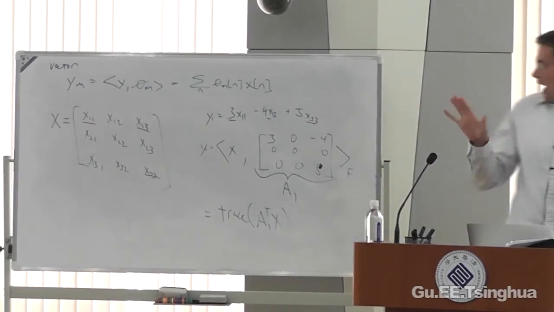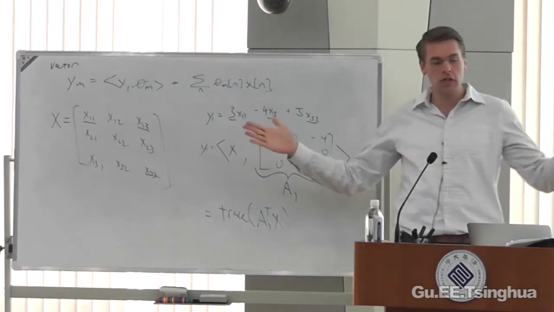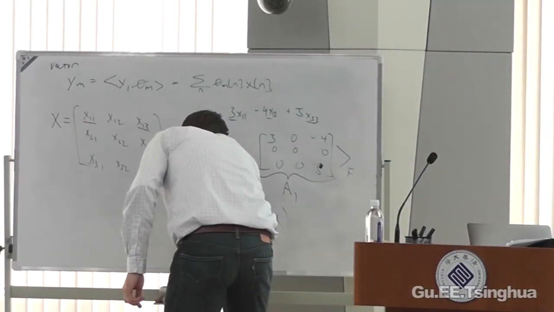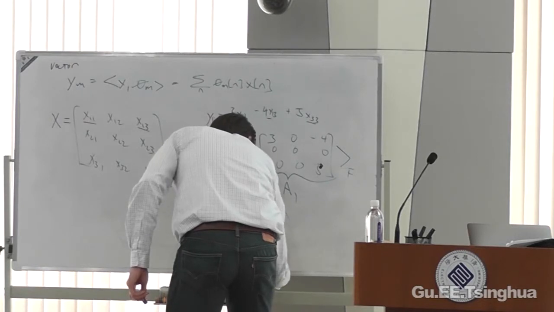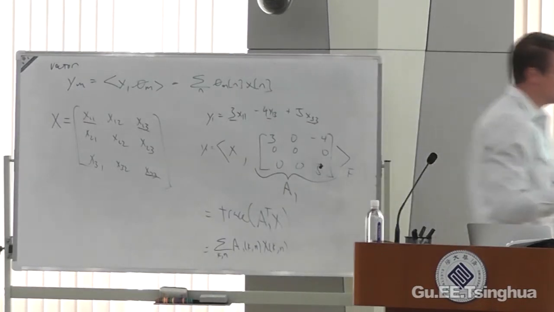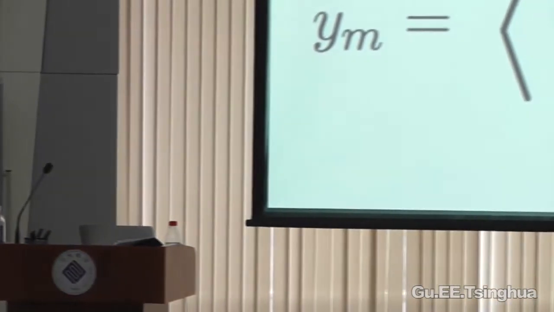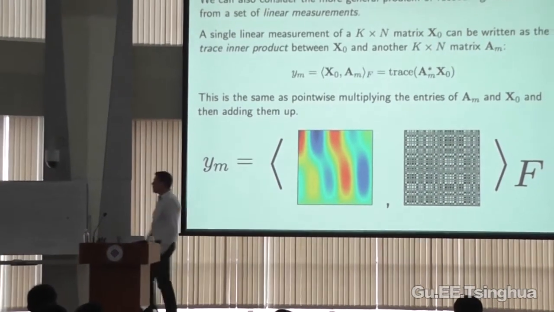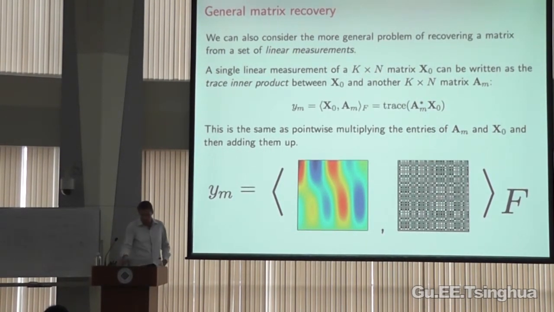So if I have two matrices, I take the transpose of one, multiply it by the other, and sum the diagonal. That's exactly the same operation as pointwise multiplying the two matrices and then summing up all the entries of the result. So this is exactly equal to the sum over k, n of A1 of k,n times X of k,n. So it really is linear measurements of exactly the same type. It would be exactly the same as if I took the matrices and stretched them out as vectors and used the standard inner product. It's just a nice, compact way to write it. So you often see a linear measurement written as the trace of A1 transpose X. Okay, so this is the picture you should have in your mind.